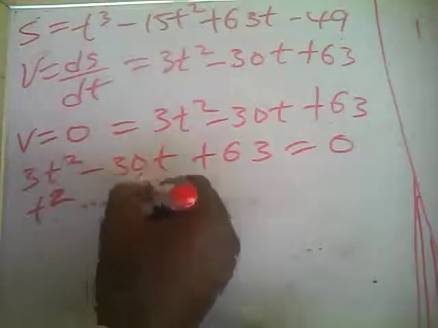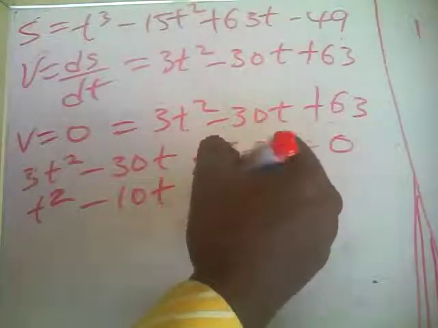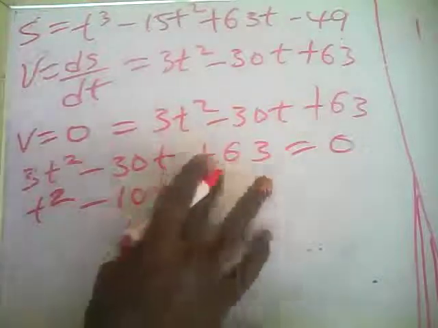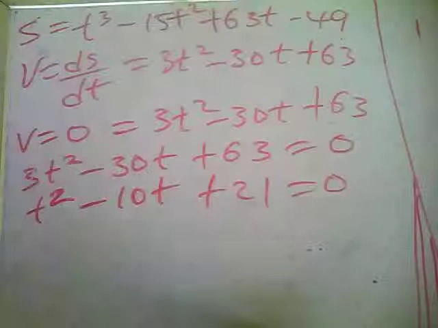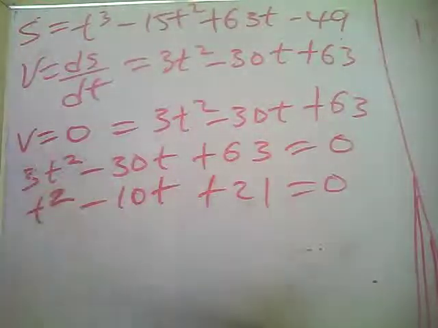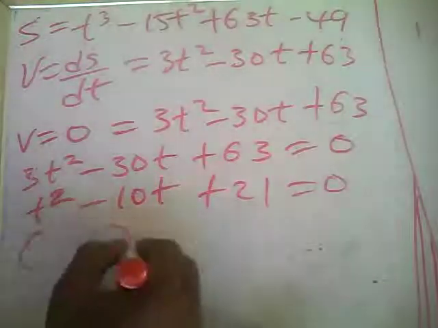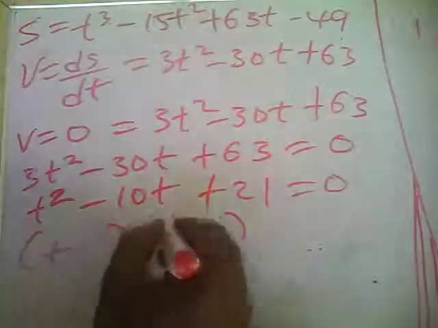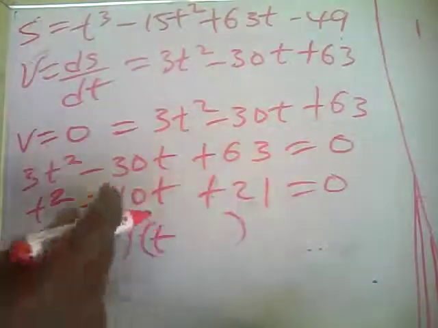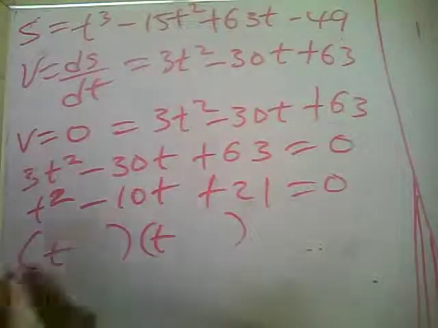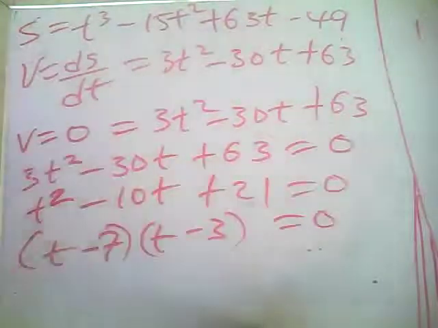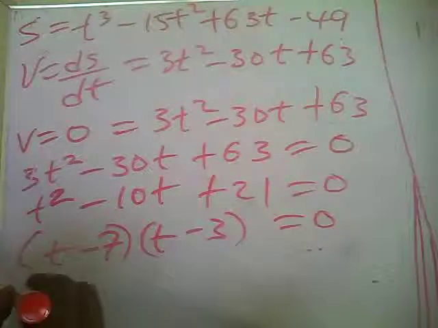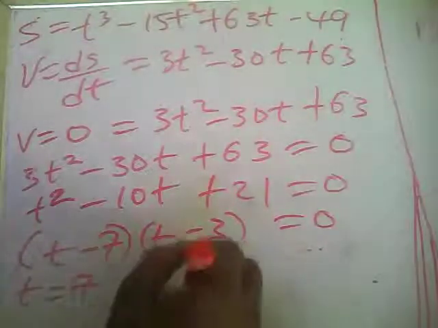This minus 10t, and when we divide this one through, we have what? Plus 21 equals 0. So solving quadratically, this is a quadratic equation. We're going to have t here, and this 21, this is 10. So (t minus 7)(3t minus 3) equals 0. So this is what we have. So we have t equals 7 or t equals to what?